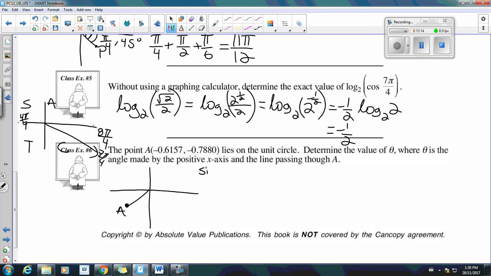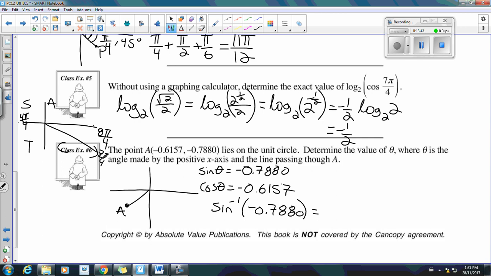We know that the sine of the angle is negative 0.7880. The cosine of the angle is negative 0.6157. So we need to find the reference angle. We can use either one of these ratios by finding the inverse of them. So I can say inverse sine of negative 0.7880. Sorry, I'm going to use the positive version, of course, when I put it in. This gives me a reference angle of 52 degrees.